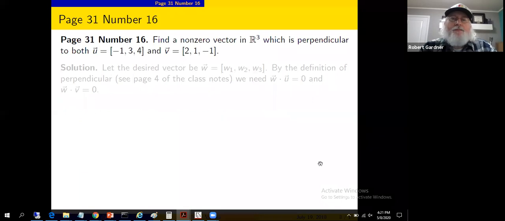Another example, find a non-zero vector in R3 which is perpendicular to both vector u and vector v as given. Okay. We're going to do this in the context of this class with the stuff that we know, which will be dot products and some algebraic manipulations. If you've ever done cross products before, there's another way to do this. Well, it's probably a slightly easier way to do it as well. If you haven't done cross products, then you soon will in Calculus 3, and possibly in physics classes.